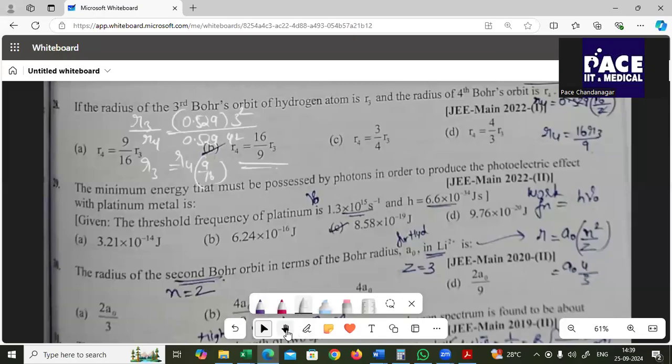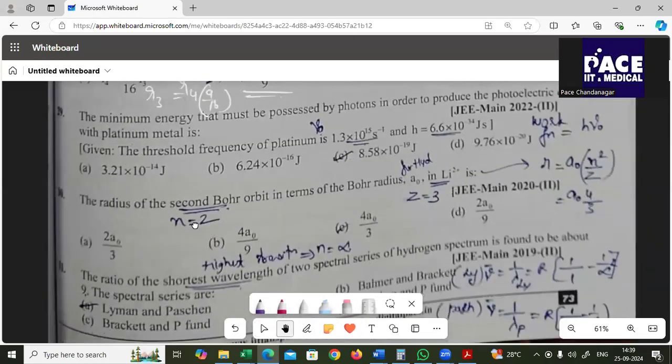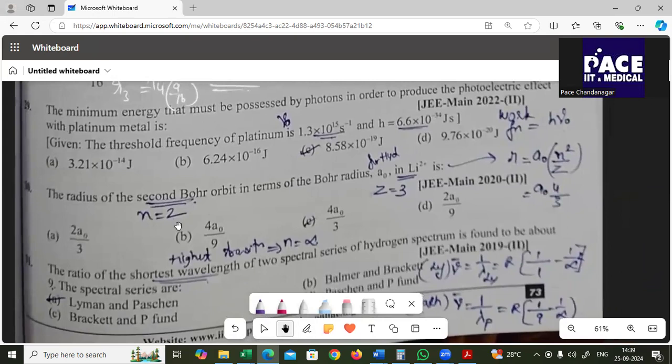Right? Next, coming up with the next one, 29. The minimum energy that must be possessed by photons in order to produce the photoelectric effect is the threshold energy, corresponding to the threshold frequency, right? Now, the minimum energy that must be possessed by a photon to produce the photoelectric effect with platinum means the work function is equal to h nu naught. H nu is the energy. So the threshold frequency is what is asked. So h into nu naught, that's it. You just substitute the values.